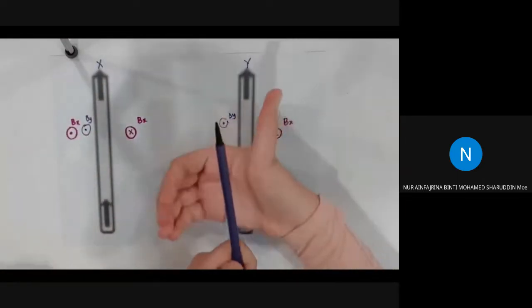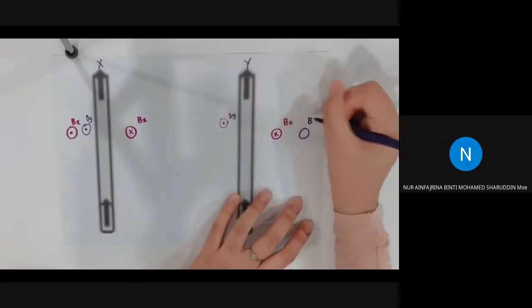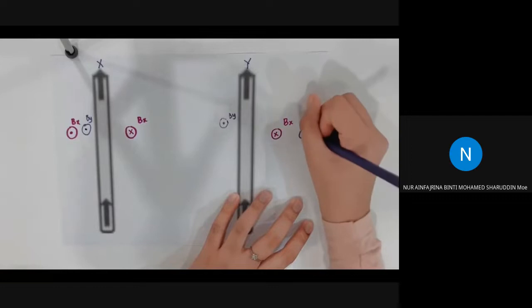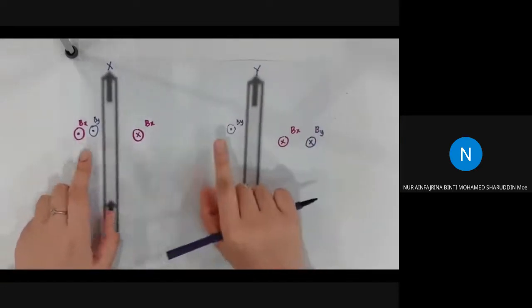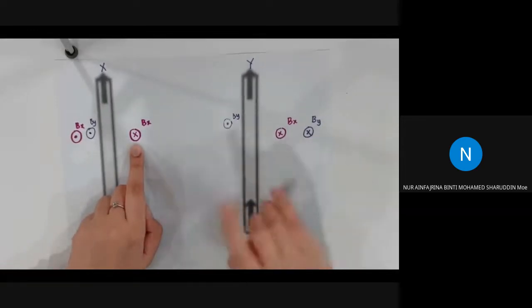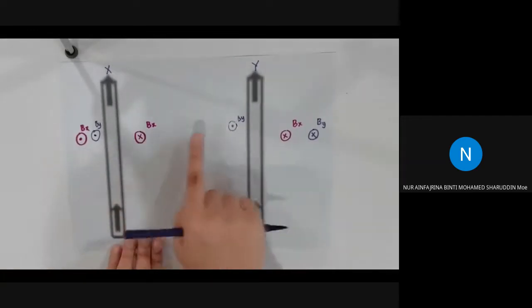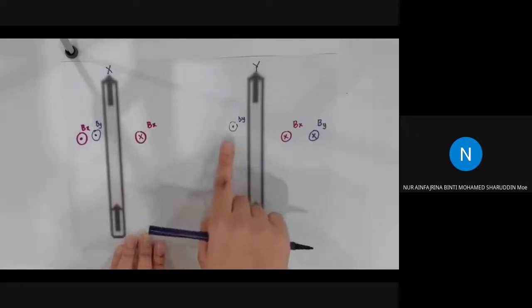And then dekat belah sini keluar, dekat belah sini masuk. So we have another magnetic field kat sini, magnetic field disebabkan oleh wire Y, tapi yang ini masuk. Okay, so dekat sini kita ada keluar, kat sini kita ada satu yang masuk, satu yang keluar, kat sini dua-dua keluar. So resultant dekat sini disebabkan satu keluar, satu masuk. So resultant kat sini akan menjadi 0.